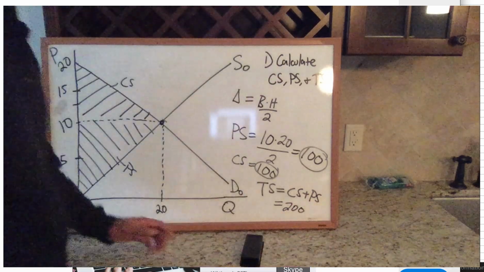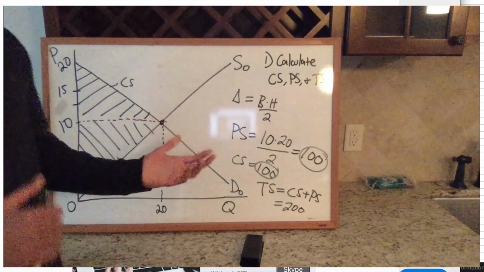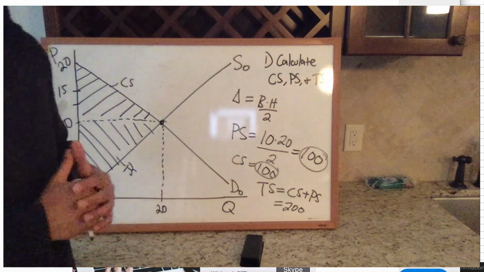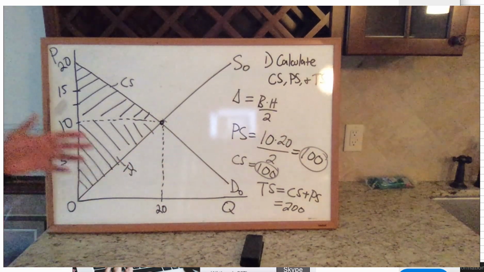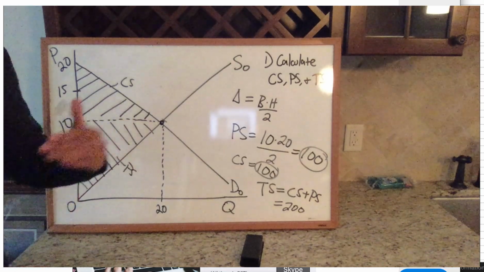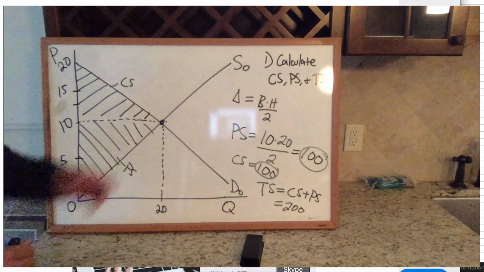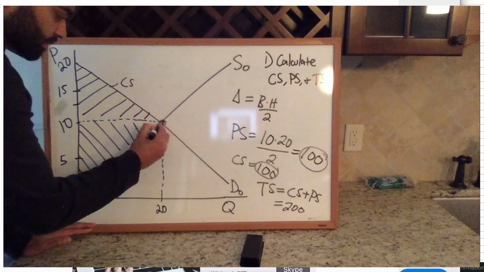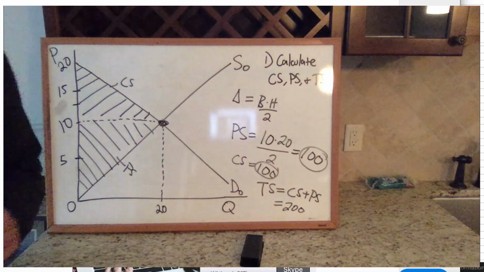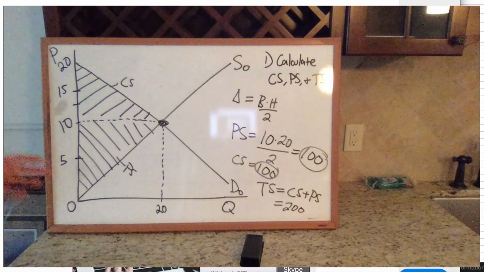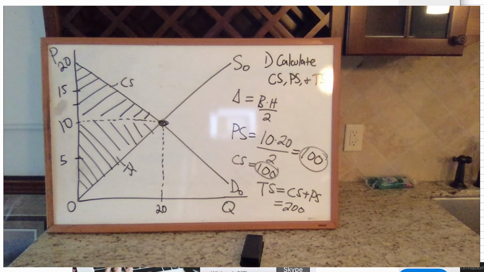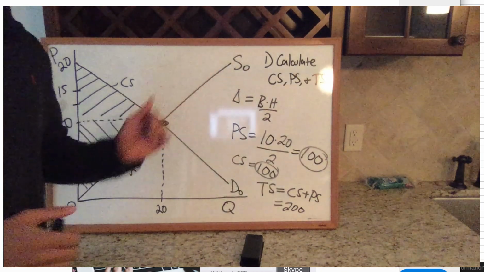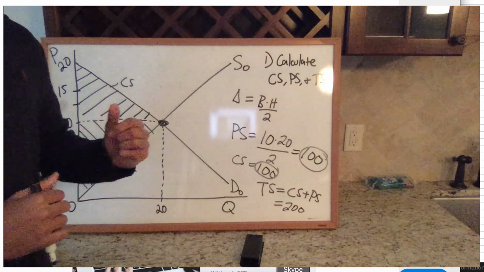200. Now, if I were to ask you, is there any deadweight loss, you should automatically know that there is no deadweight loss whatsoever with no tax. Again, when we have a tax, that's when we have a deadweight loss. At this point right here, we are at maximum efficiency. Supply equals demand. There's no deadweight loss, no inefficiency in this market. So that's how you calculate consumer, producer, and total surplus given no tax.